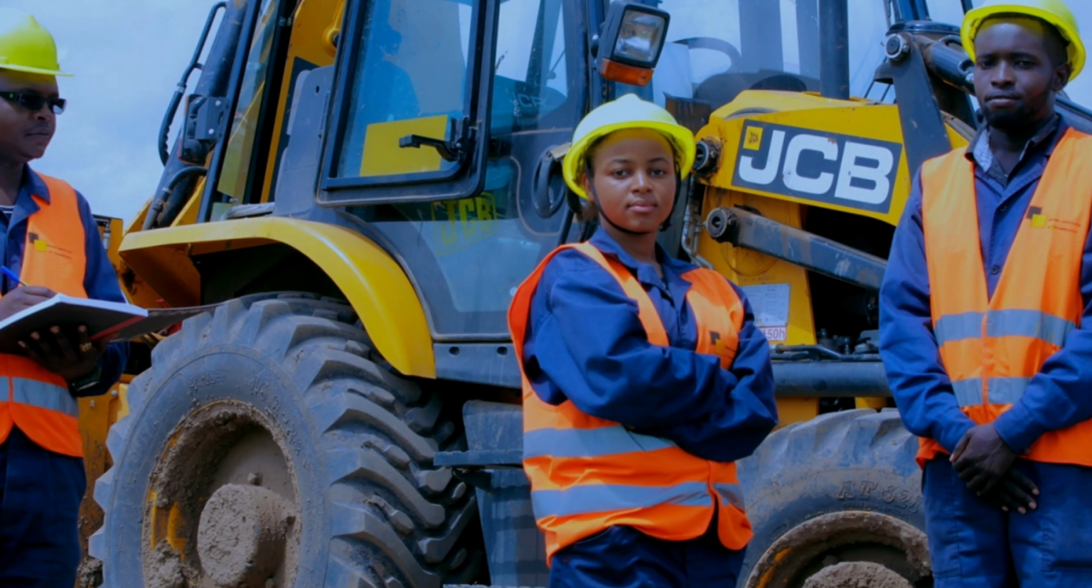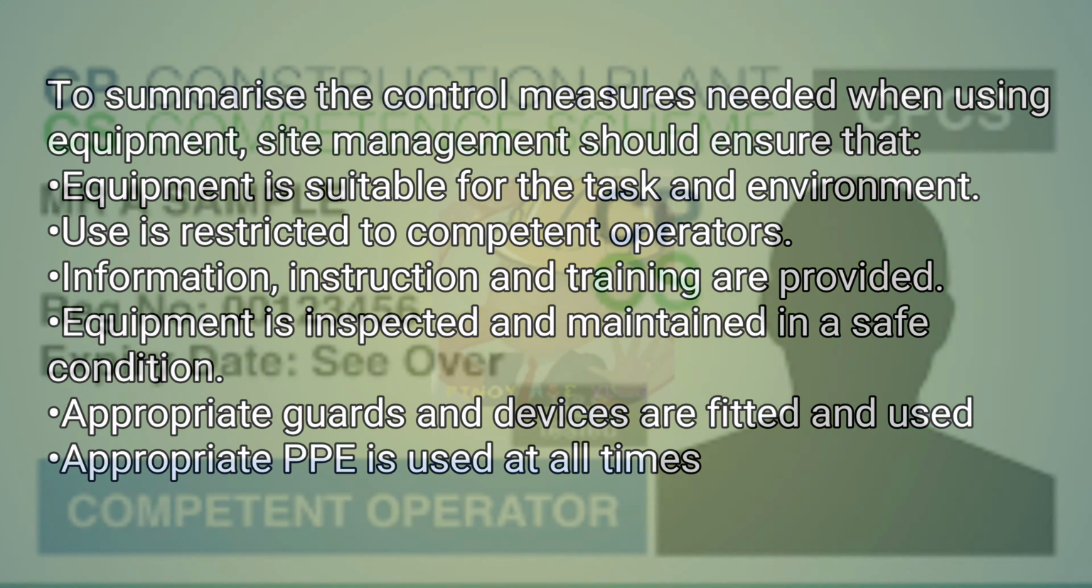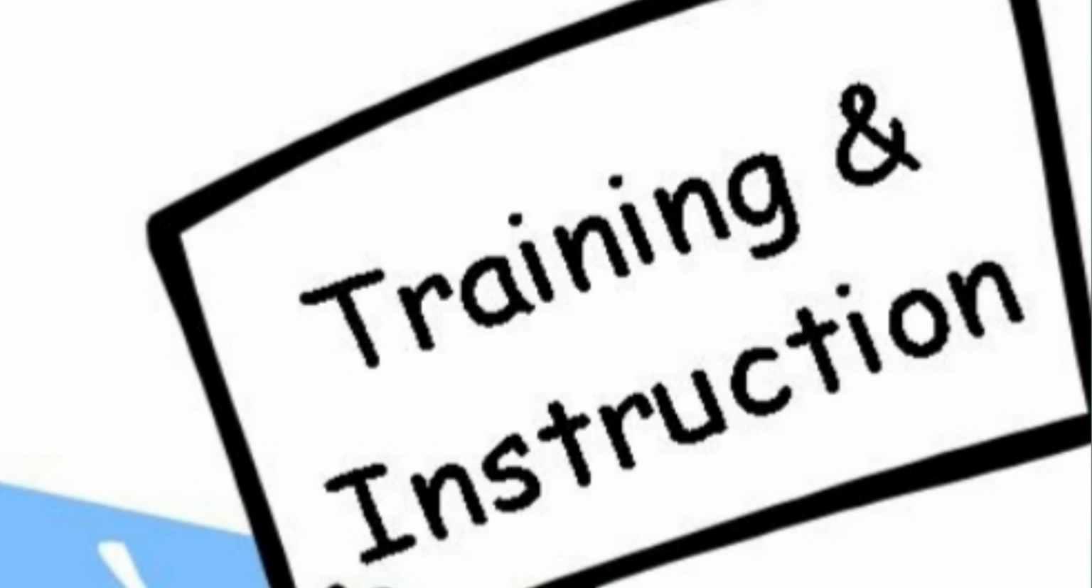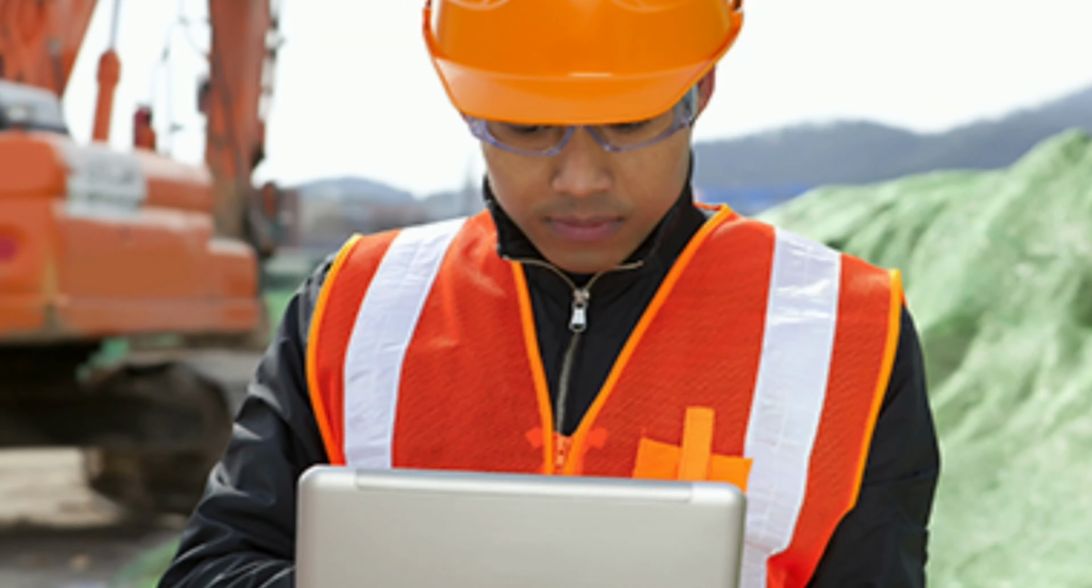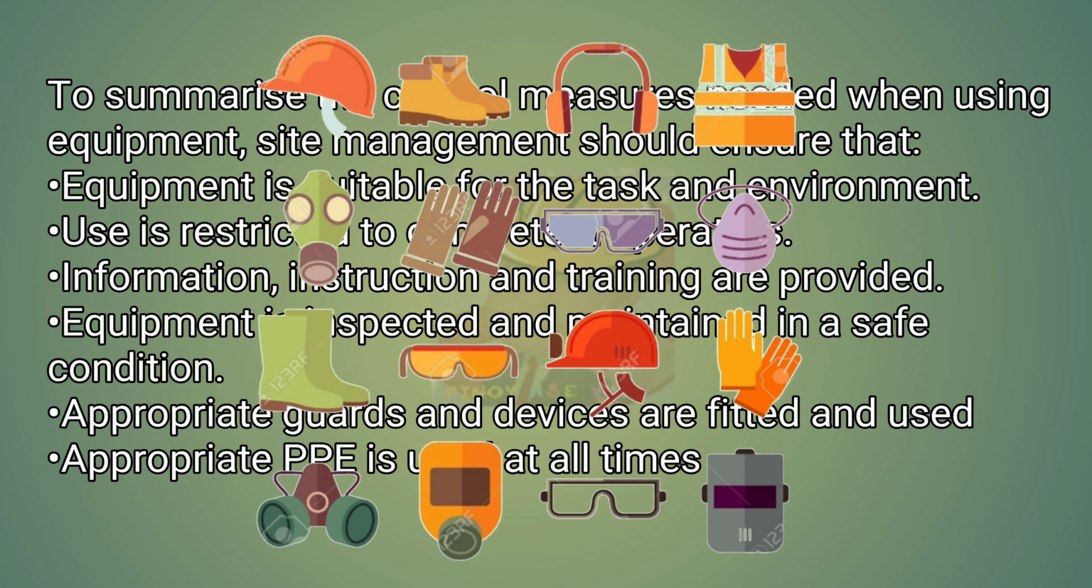To summarize the control measures needed when using equipment, site management should ensure that equipment is suitable for the task and environment. Use is restricted to competent operators. Information, instruction and training are provided. Equipment is inspected and maintained in a safe condition. Appropriate guards and devices are fitted and used. Appropriate PPE is used at all times.